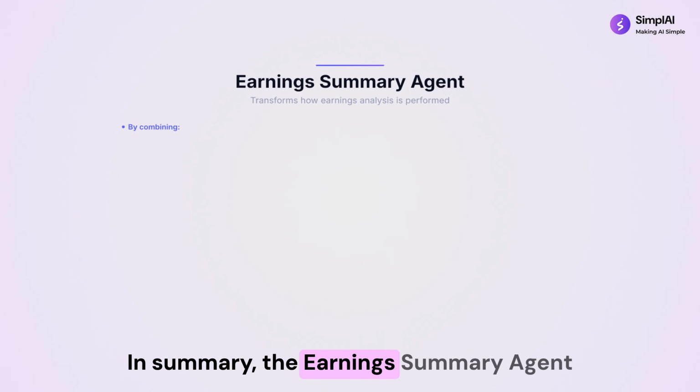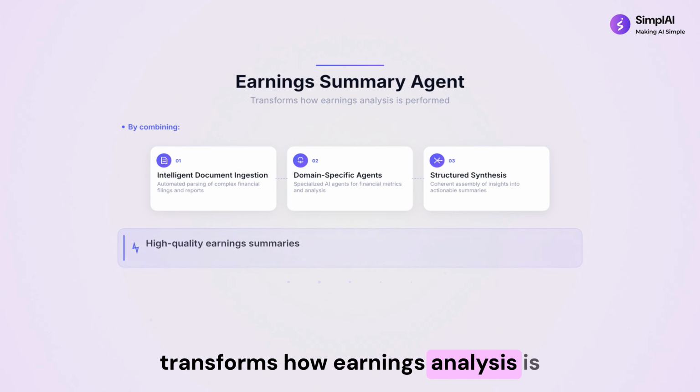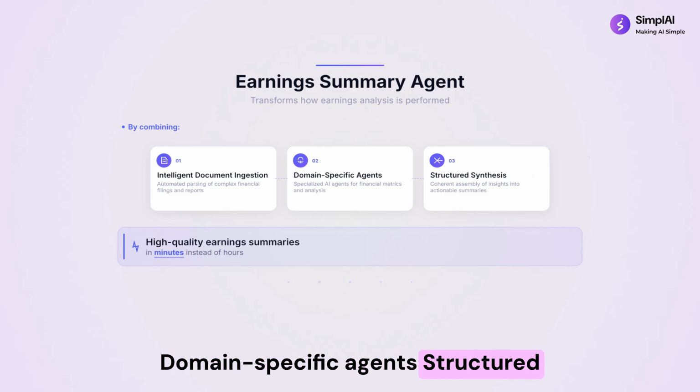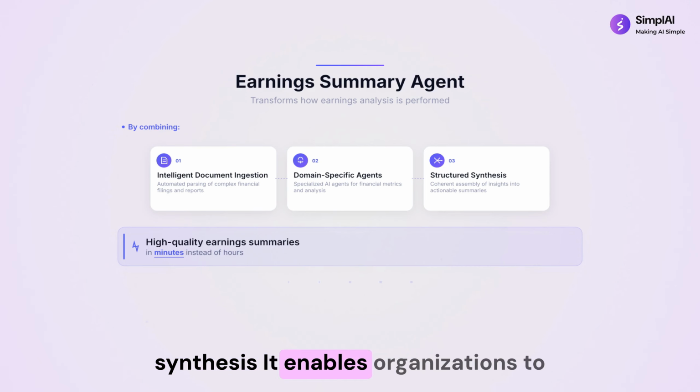In summary, the Earnings Summary Agent transforms how earnings analysis is performed. By combining intelligent document ingestion, domain-specific agents, and structured synthesis, it enables organizations to generate high-quality earnings summaries in minutes instead of hours.